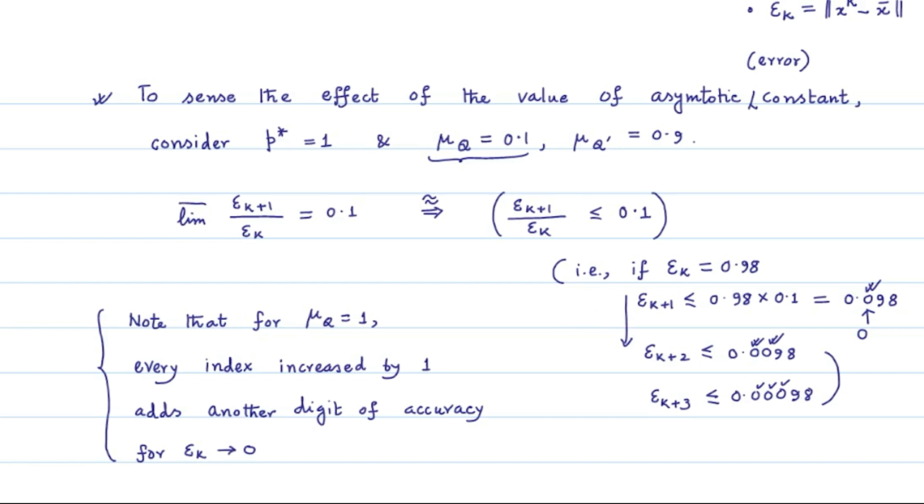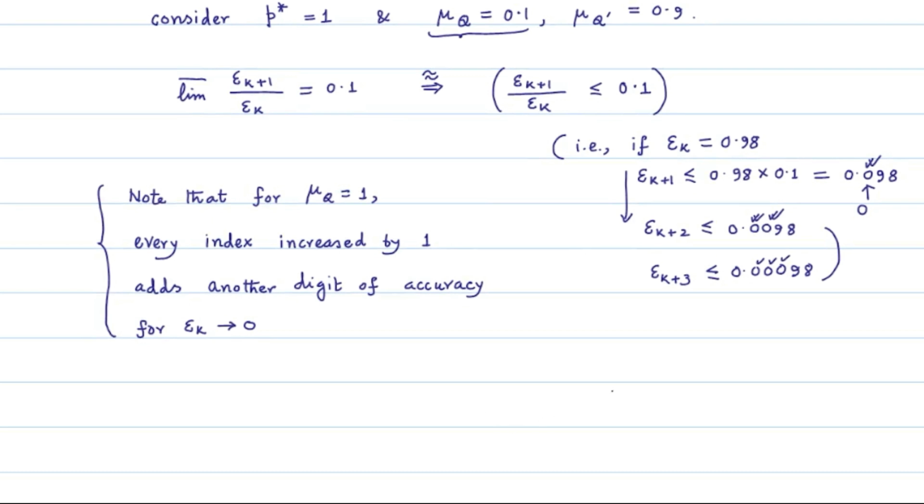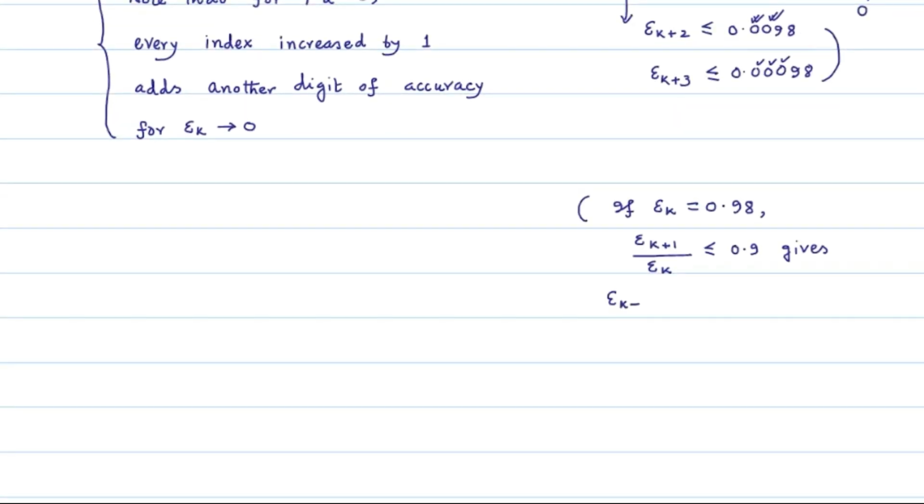Now for mu q dash equal to 0.9, we can see that if epsilon k is equal to 0.98, then the inequality epsilon k plus 1 divided by epsilon k less than or equal to some value around mu q dash, or simply let us consider approximately 0.9 itself, then epsilon k plus 1 is less than or equal to 0.9 into 0.98, which is equal to 0.882, which does not have any digit of accuracy to 0.000.